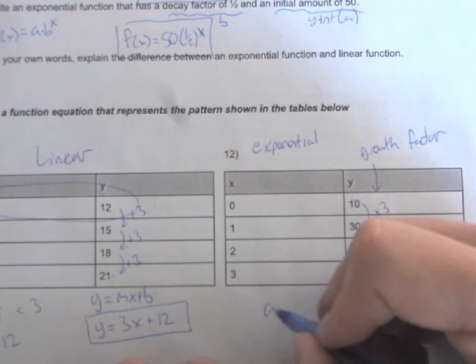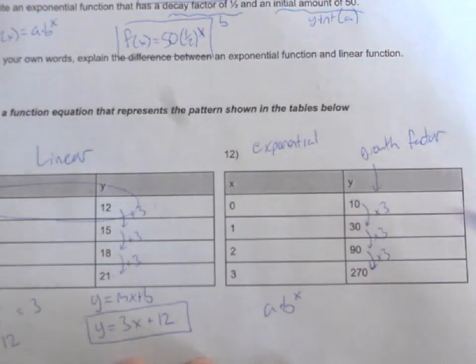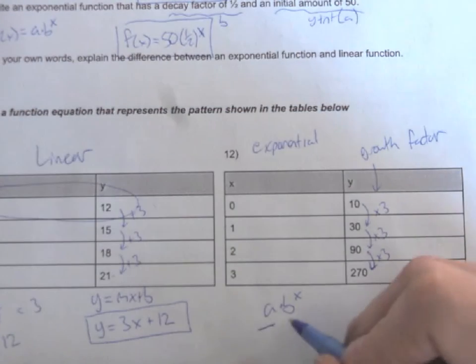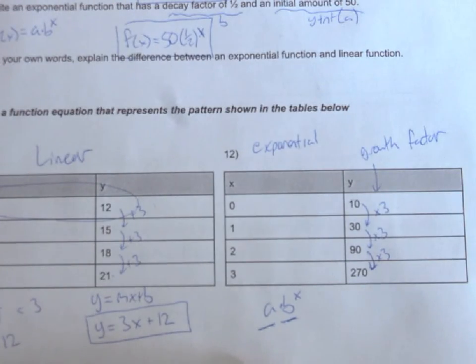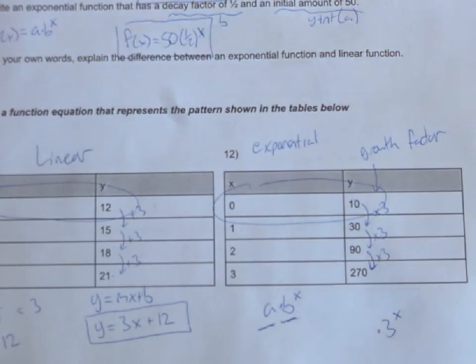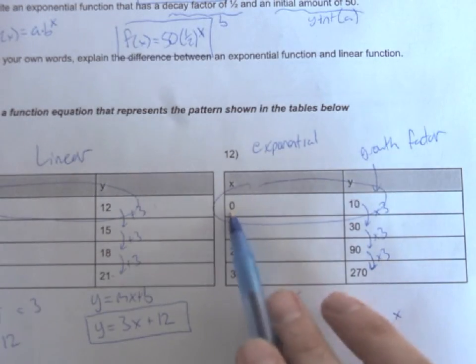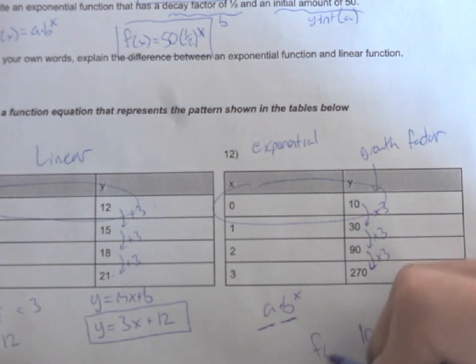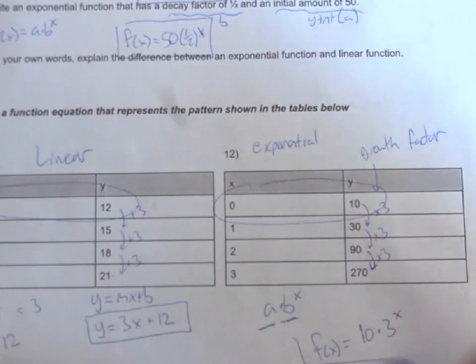So remember that my form looks like this, a times b to the x, where a is the initial amount and b is the growth or decay factor. Okay, we already know our growth factor is 3. If we look for our initial amount, it's again our y-intercept, our starting amount, or our value when x is 0. No time has gone by. We have 10 zombies or whatever. Okay, so that's my exponential function. I'm just going to add an f of x.